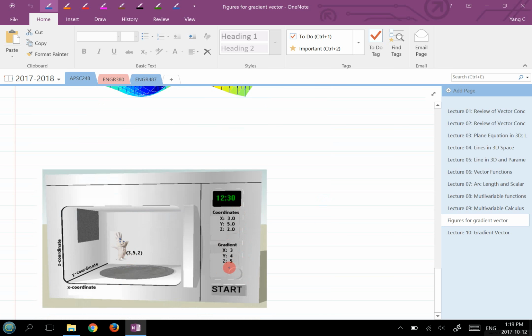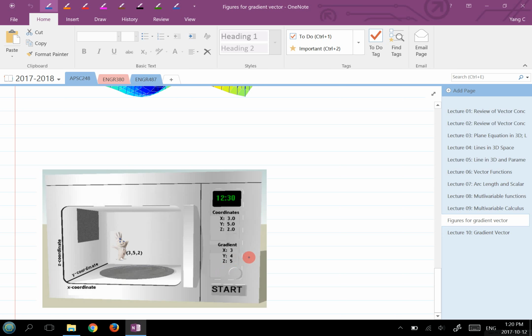So you put it in here. If it spits out a vector 3, 4, 5, for example, at this location, then you're supposed to move that yummy cookie to the next level given by this direction: 3 steps in the X direction, 4 steps in the Y direction, and 5 steps in the Z direction. That's what it means, so that you can reach the next level of highest increase for the temperature.